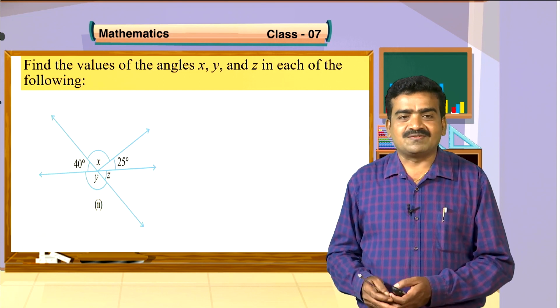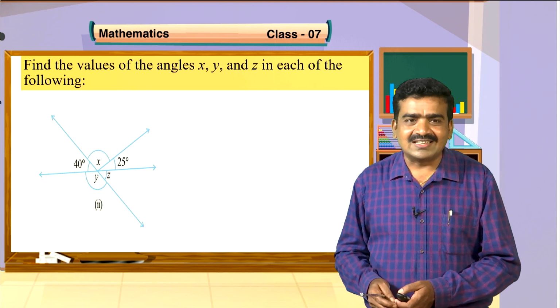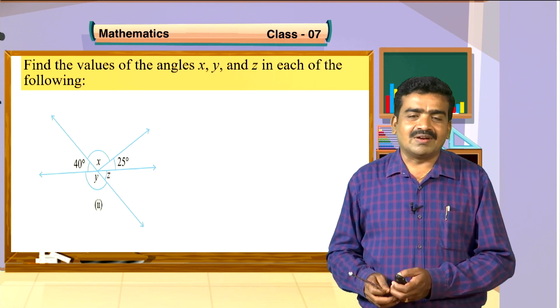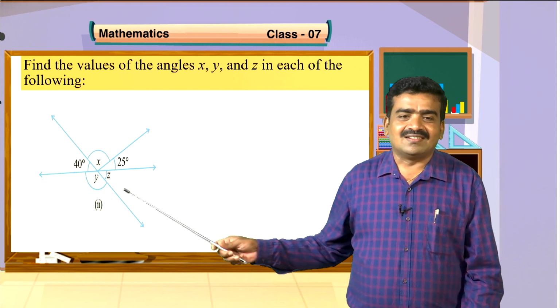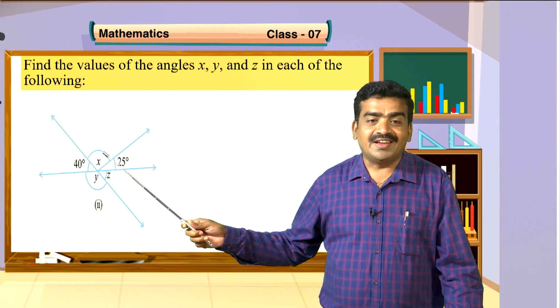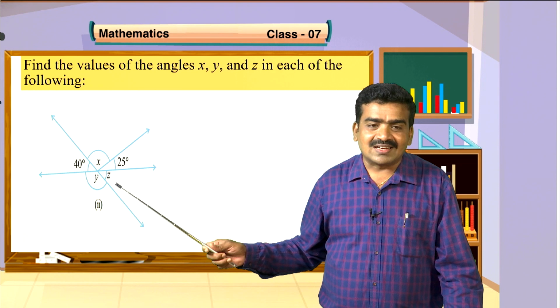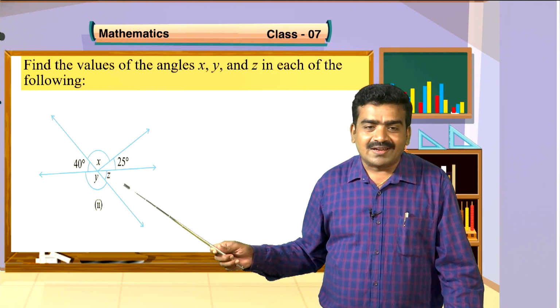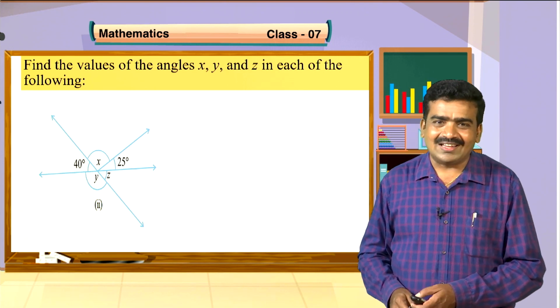Now, let us find the values of x, y, z in the second case. Here, find the value of x, y, z in each of the following cases. Here the angles given are 40 degrees and 25 degrees. We need to calculate x, y and z by considering the concepts of linear pair, vertically opposite angles and rays standing on a straight line.